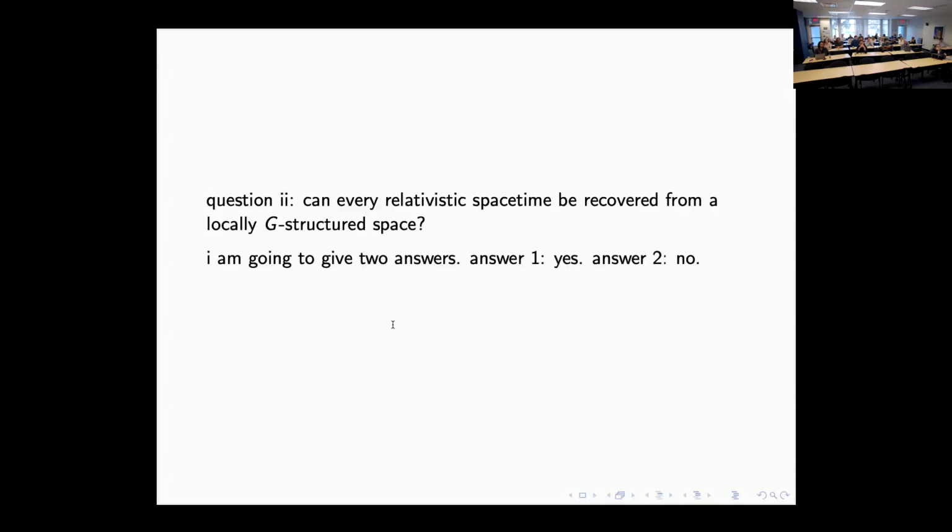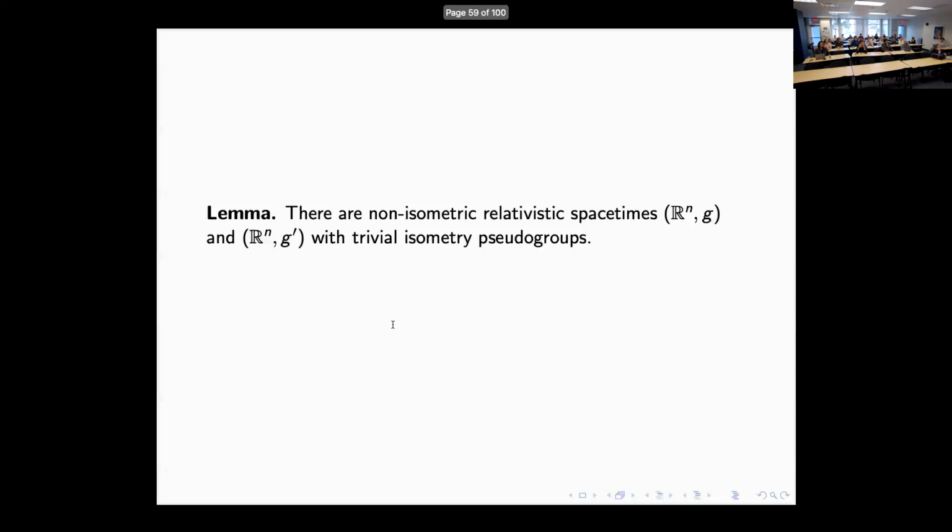So I'm going to give the no answer also. And the no answer is a slightly better answer. So I'm going to give the no answer and then I'm going to explain why it's better and what the mistake was in answer 1. Okay, so we begin with a couple of lemmas. First, there are non-isometric relativistic spacetimes with underlying manifold Rn that have trivial isometry pseudogroups. So that is, in JB's terminology, there are non-isometric Heraclitus spacetimes with underlying manifold Rn. Okay, how does one prove this? It's super easy.